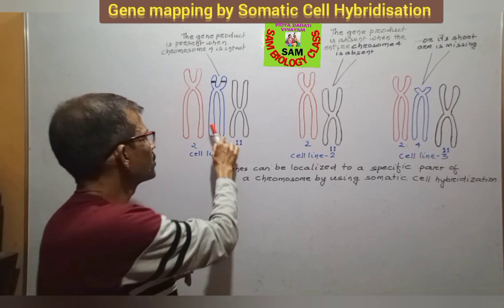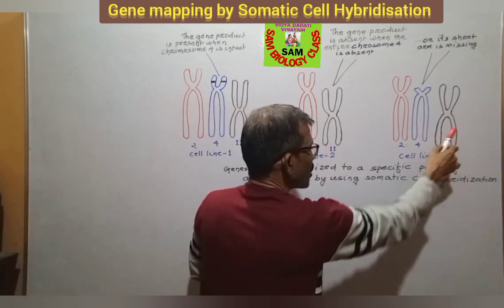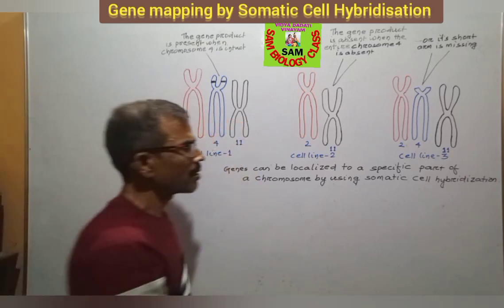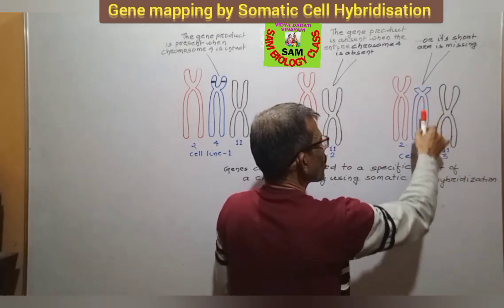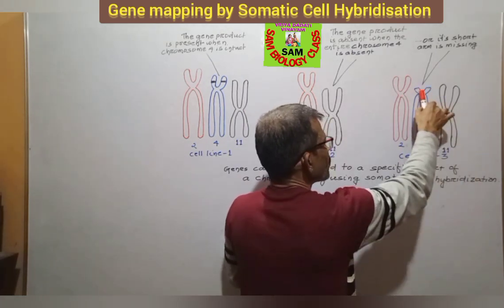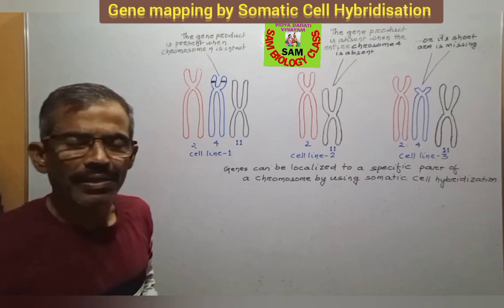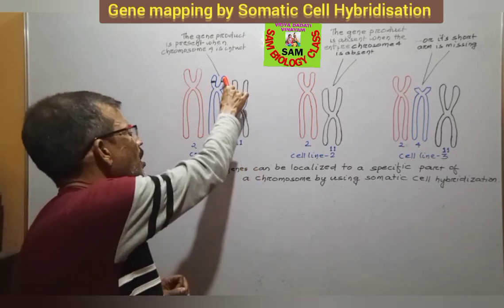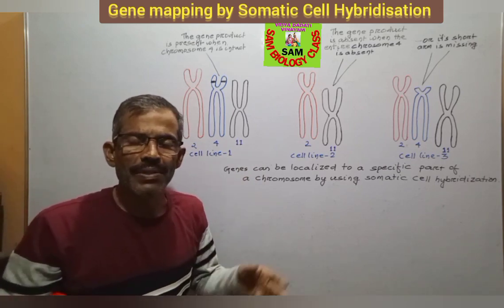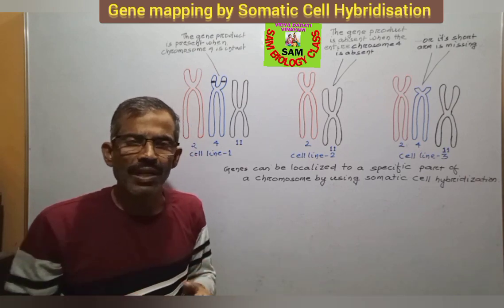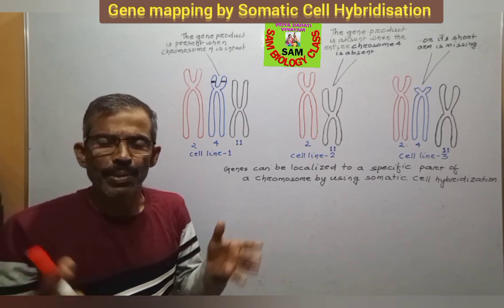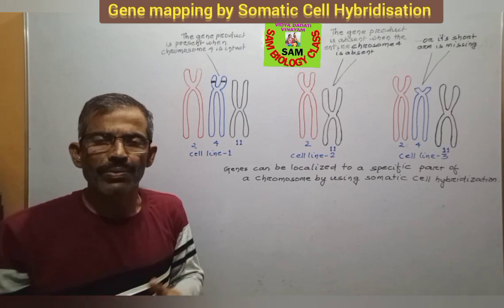Let us compare cell line 1 and cell line 3. In cell line 1, all chromosomes are intact, but in cell line 3, chromosome 4 has a deletion. Because of this deletion, the gene has been removed from this chromosome. So this proves that the gene is located on the short arm of chromosome 4. Similarly, when a gene is absent from a chromosome but consistently appears whenever there is translocation, then the gene must be present on the translocated region of the chromosome.